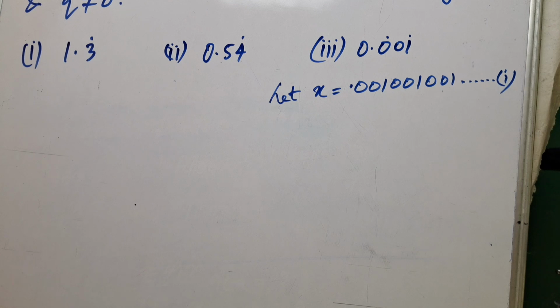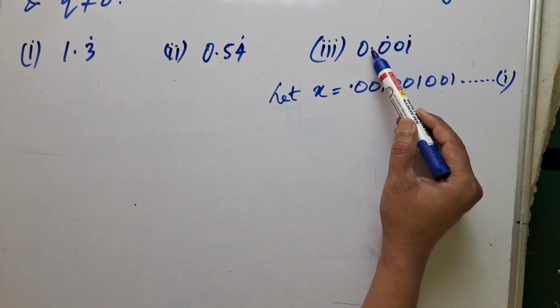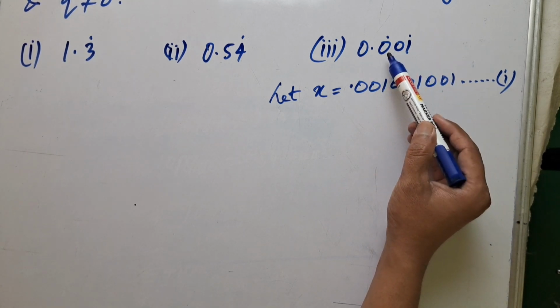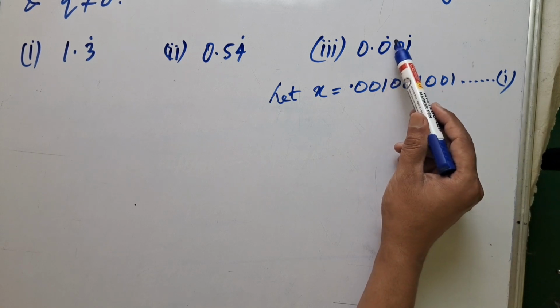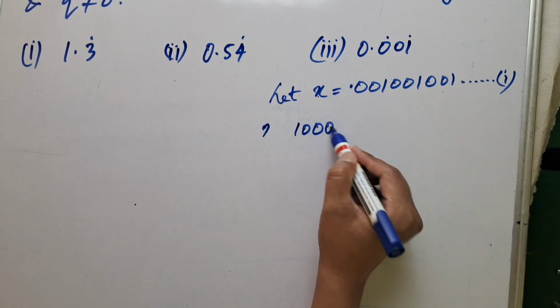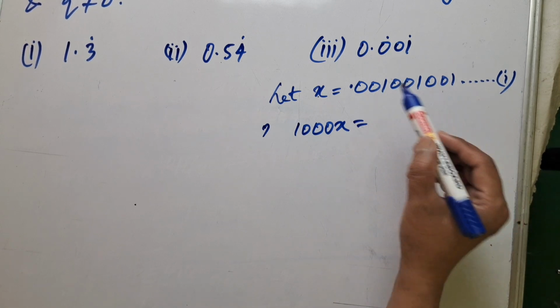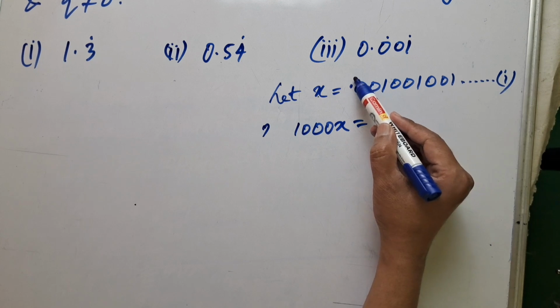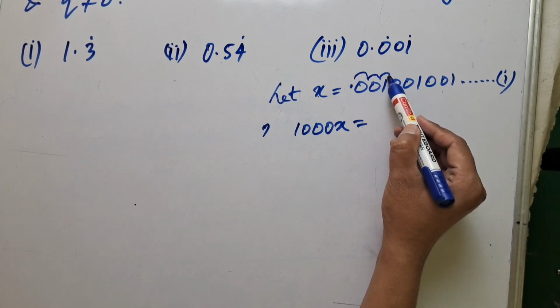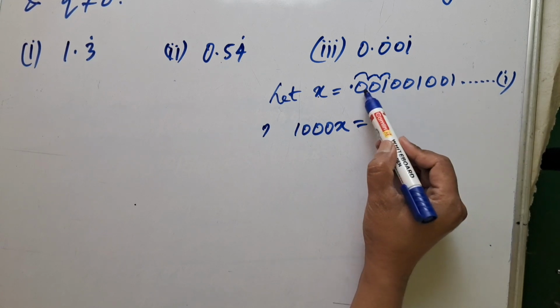Now what we do is we try to make the numbers after the decimal point the same, isn't it? So we multiply equation 1 with 1000, because the decimal is before 3 digits, so we multiply with 1000. When we multiply with 1000, this decimal moves 3 digits backwards. So 1000 into x will give us 1000x. Now when we multiply this number by 1000, this decimal moves 1 digit, 2 digits, and 3 digits, here.